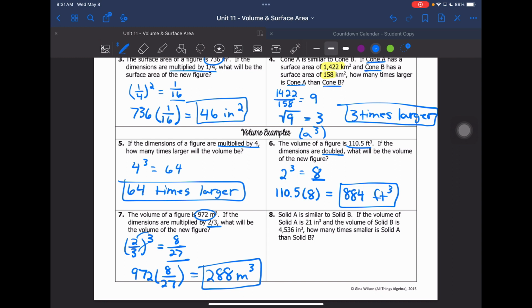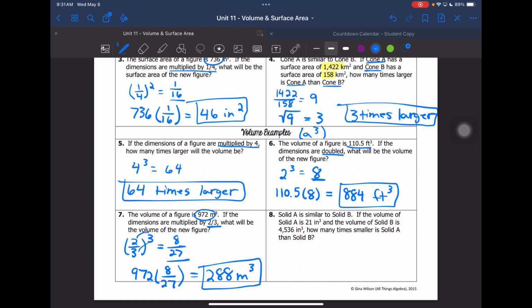So number 8 says that solid A is similar to solid B. If the volume of solid A is 21 inches cubed and the volume of solid B is 36 inches cubed, how many times smaller is solid A than solid B? So this is a lot like number 4 from above.